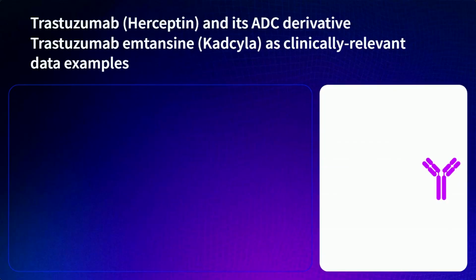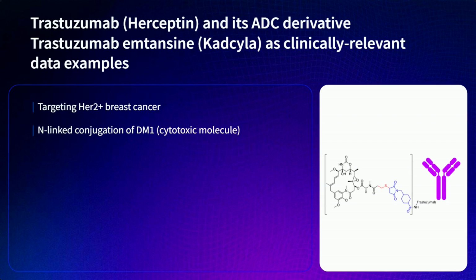So here's an example of how multi-parameter characterization works in ADCs. Trastuzumab is a monoclonal antibody for HER2-positive breast cancer. And trastuzumab emtansine is an ADC derived from it, which is conjugated to DM1, a cytotoxic molecule. And for this talk, I'll be referring to them by their brand names so they're a little easier to say. So the monoclonal antibody is Herceptin, and the ADC is Kadcyla.